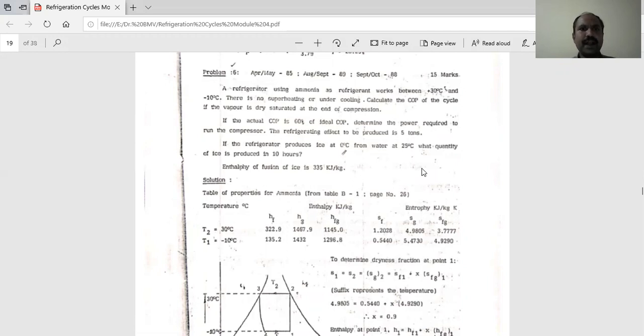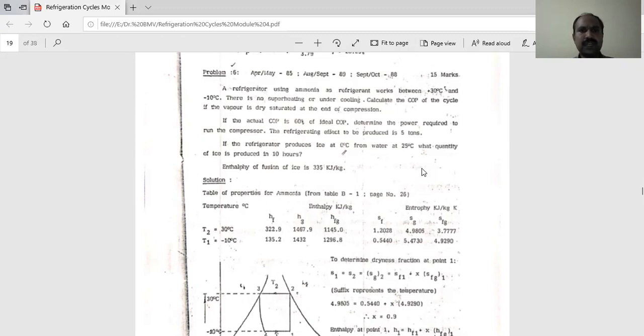A refrigerator using ammonia as a refrigerant works between 30 degrees centigrade and minus 10 degrees centigrade. There is no superheating or undercooling. Calculate the COP of the cycle if the vapor is dry saturated at the end of compression. If the actual COP is 60% of ideal COP, determine the power required to run the compressor. The refrigerating effect to be produced is 5 tons.